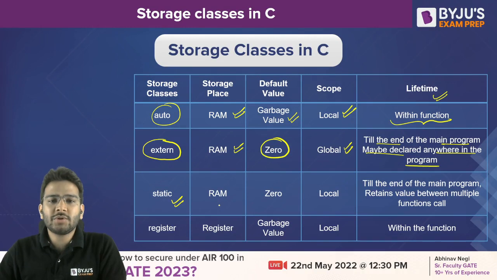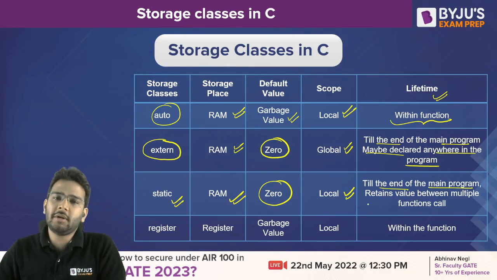So in case of static storage class, the storage place will be again your main memory, right? And the default value is going to be 0. The scope is local, and the lifetime is going to be till the end of the main program. Once your program exits, the space for that static variable will no longer exist in the memory. Okay, and it retains value between multiple function calls.